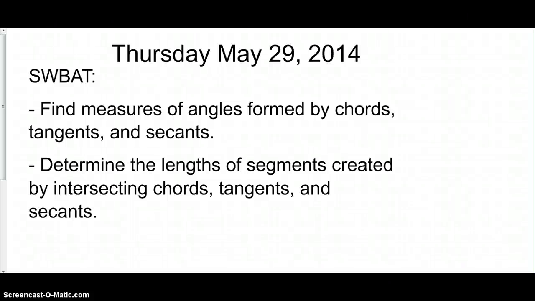Today we're going to find the measures of angles formed by chords, tangents, and secants, and then we're going to determine the lengths of segments that are also created by intersecting chords, tangents, and secants. Now I know that you don't know what a secant is. We're going to get to that in a minute.